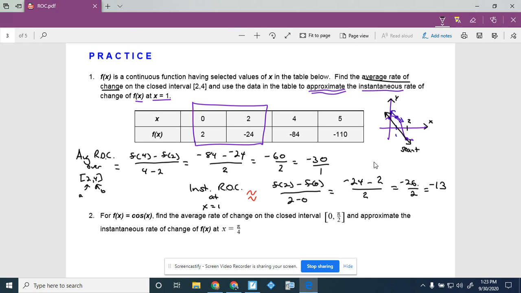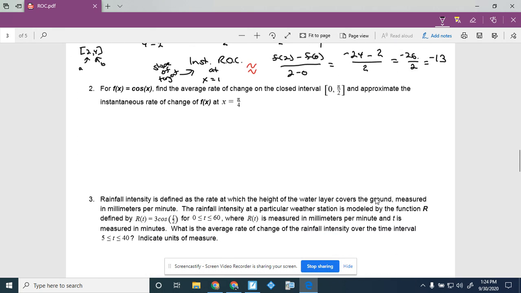Again, remember, you hear me keep talking about slopes. Average rate of change is the slope of a secant line and instantaneous rate of change is the slope of the tangent line. And what we did here is we approximated that using the slope of a secant line. All right, good stuff. All right, so let's go to the next question now.